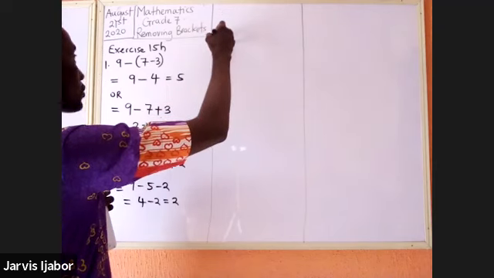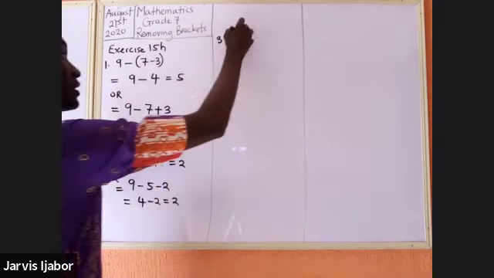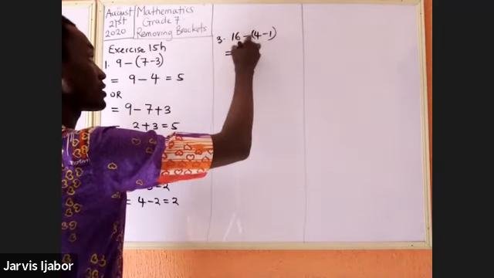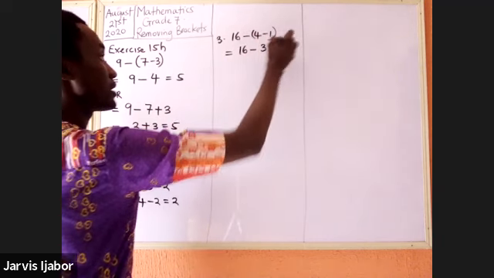I guess you've solved this before now, so my solving this again is just to reinforce what you have done. Question 3. In question 3, you're going to have 16 minus 4 minus 1 in brackets. And what does that give you? 16 minus what? 3. And that essentially will be 13.